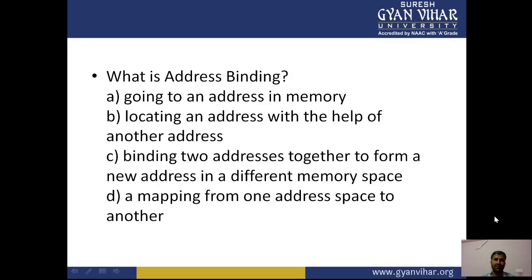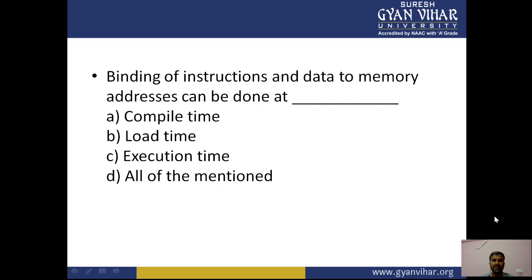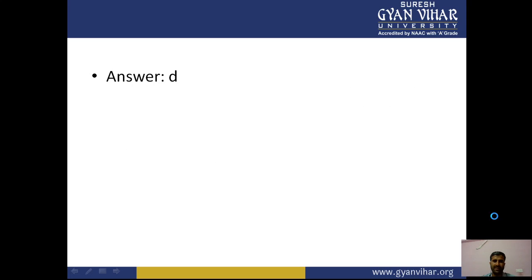So here we are going to discuss what address binding is, right? Mapping an address in memory, locating an address with the help of another address, binding two addresses together to form a new address in a different memory space, a mapping from one address space to another. D is the right answer, the mapping from one address space to another. Binding of instruction and data to memory address can be done at compile time, load time, execution time, all of the above. D is the right answer.